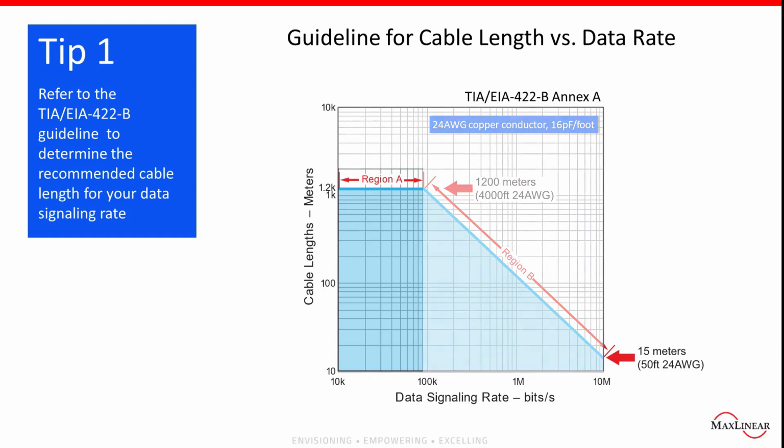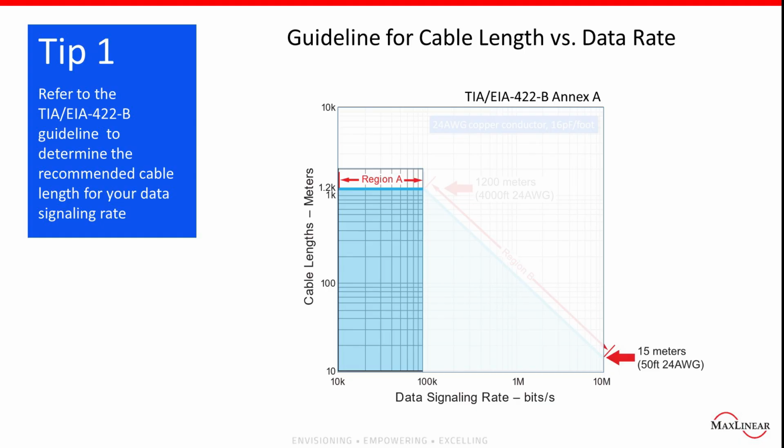In region A, the maximum distance is determined by the DC resistance of the cable. As the data signaling rate is reduced below 90 kilobits per second, the maximum cable length is limited at 4,000 feet or 1,200 meters by the assumed maximum allowable 66% signal loss at the receiver end.